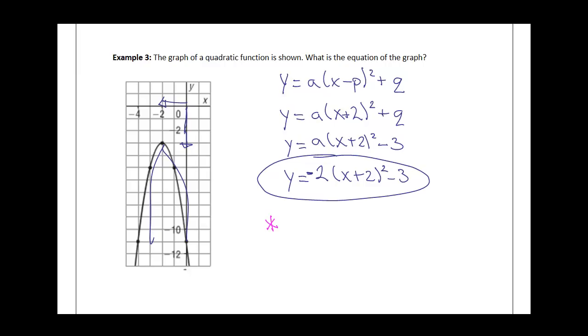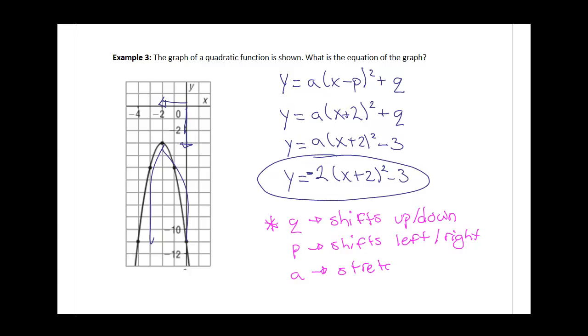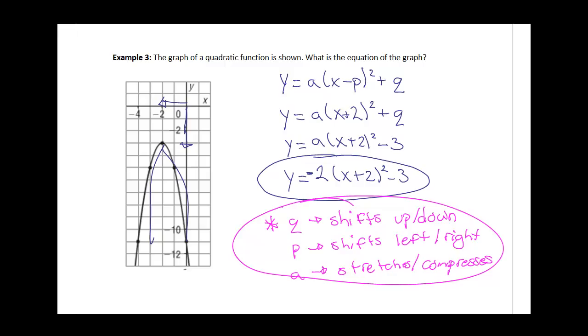Now, I just want to leave you with a quick note that our q in our equation here shifts up and down. Our p shifts left and right, and our a stretches or compresses the graph. So those are our rules for those variables.